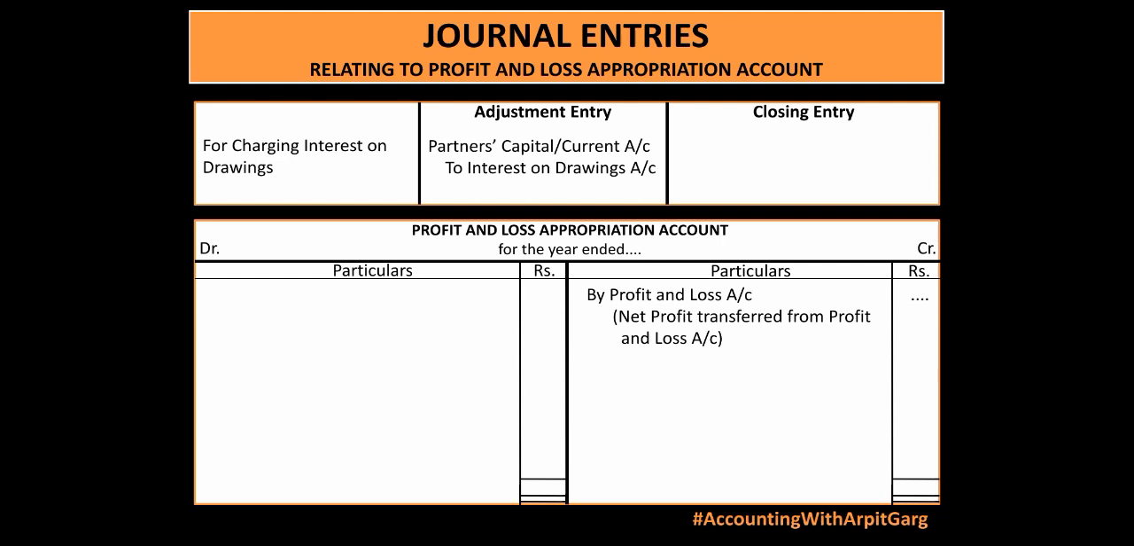Then for closing entry, interest on drawing will be debited, and as it is transferred to profit and loss appropriation account, so it will be credited. Again, we are receiving the money, so it's our income, and hence will be posted to the credit of profit and loss appropriation account. Please note this and revise, and in case of any doubt, please rewind the video and listen to it again.